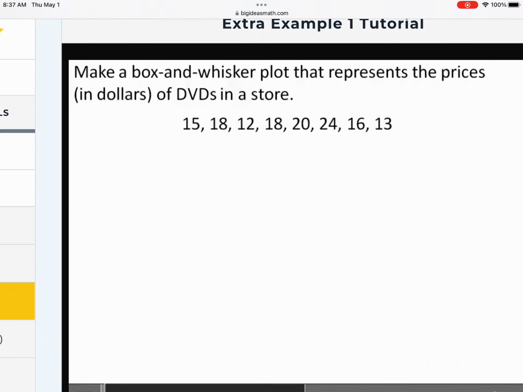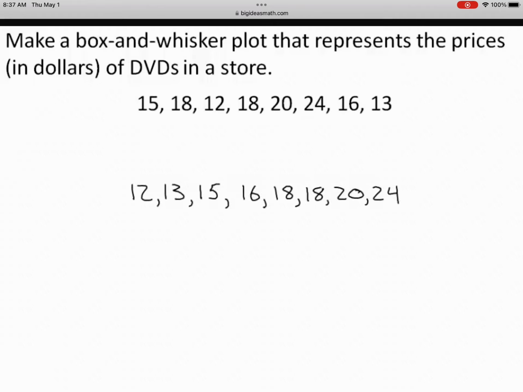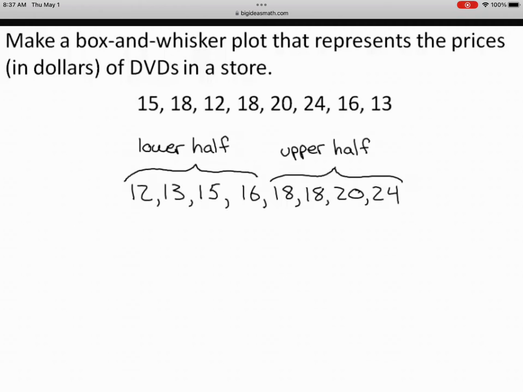Make a box and whisker plot that represents the prices in dollars of DVDs in a store. 15, 18, 12, 18, 20, 24, 16, 13. First order the data from least to greatest. Then divide the data into the lower half and the upper half.